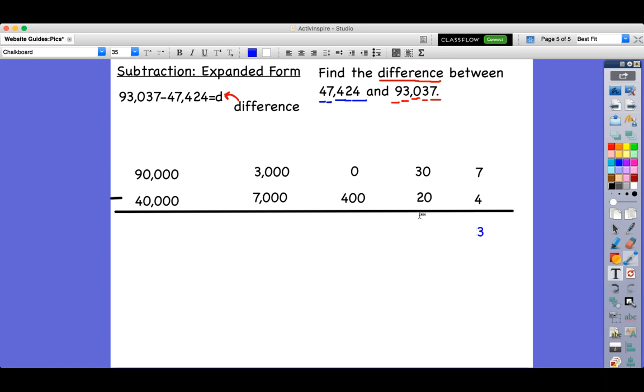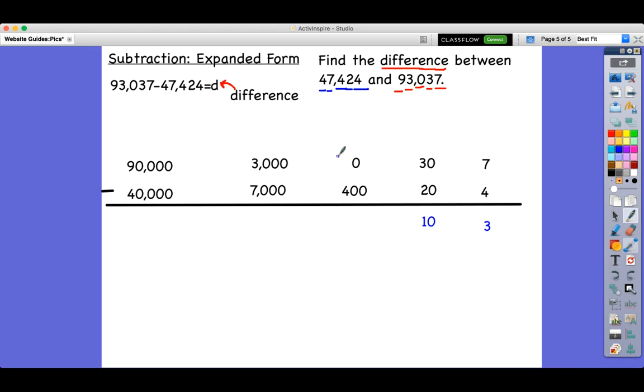30 minus 20 can kind of be thought of like 3 minus 2, just moved up one place value. So 3 minus 2 is 1, so 30 minus 20 is equal to 10. Now in our next place value, we're asked to do 0 minus 400. I want you to think about this one carefully. I like to think about it in real world situations. So if I have 0 cookies, can I eat 400 cookies? No way. So I don't have enough to subtract right now.